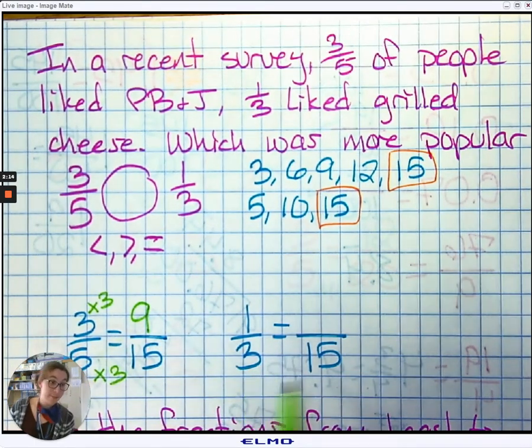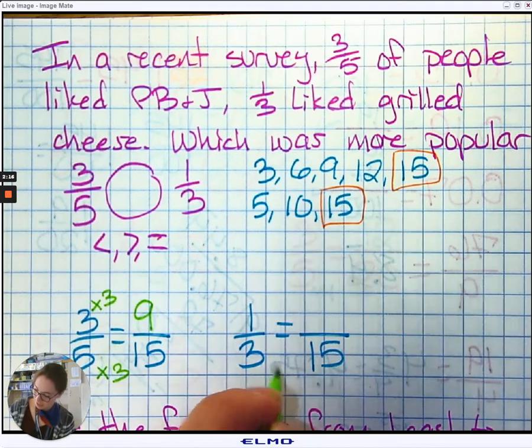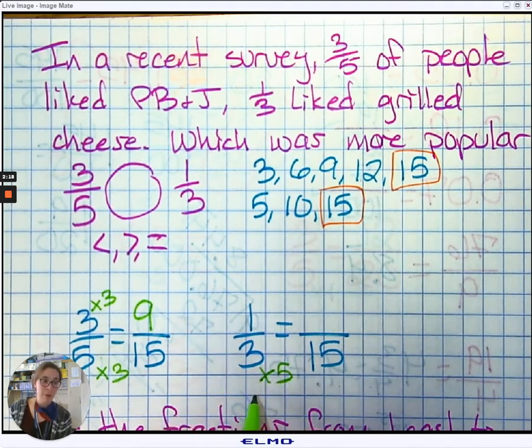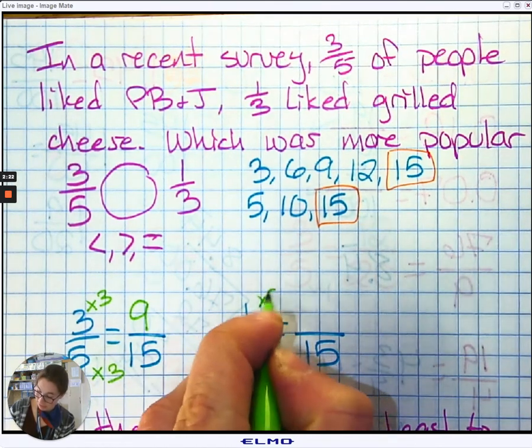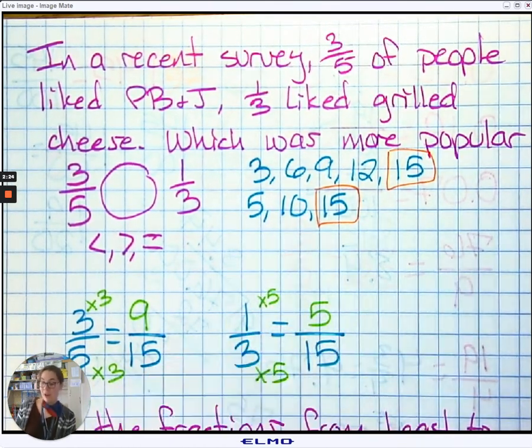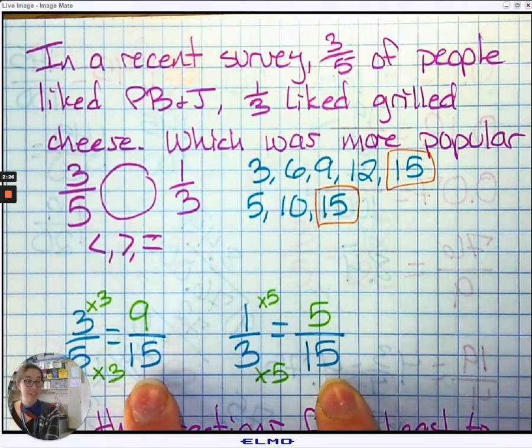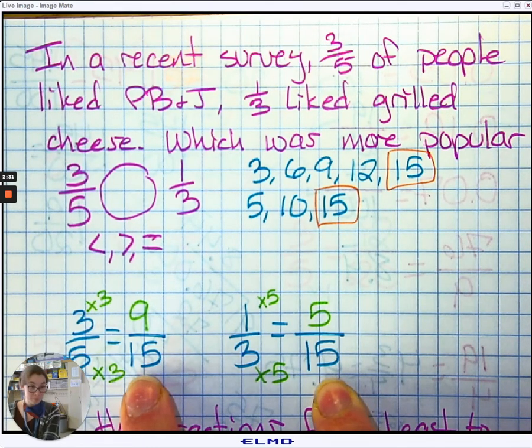How do I go from 3 to 15? Well, that's times 5. And what I do to the bottom, I have to do exactly the same thing to the top. So, times 5. Now, I have two fractions that have the same denominator. I could add them, subtract them, or compare them.